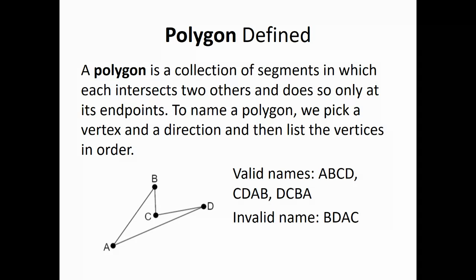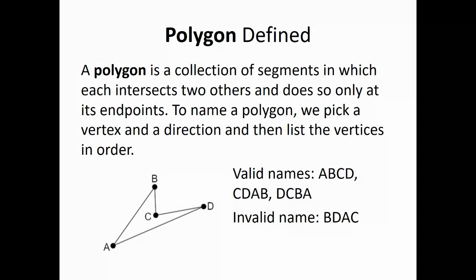So look at the picture of a polygon, the diagram of a polygon that I've given you. It is composed of four line segments. Consider one of them, say line segment AB. Notice that it intersects precisely two other line segments. AB intersects BC, and it also intersects AD, and it does so at its endpoints. So AB intersects BC at point B, AB intersects AD at point A. So if we have a collection of line segments like this, we call it a polygon.